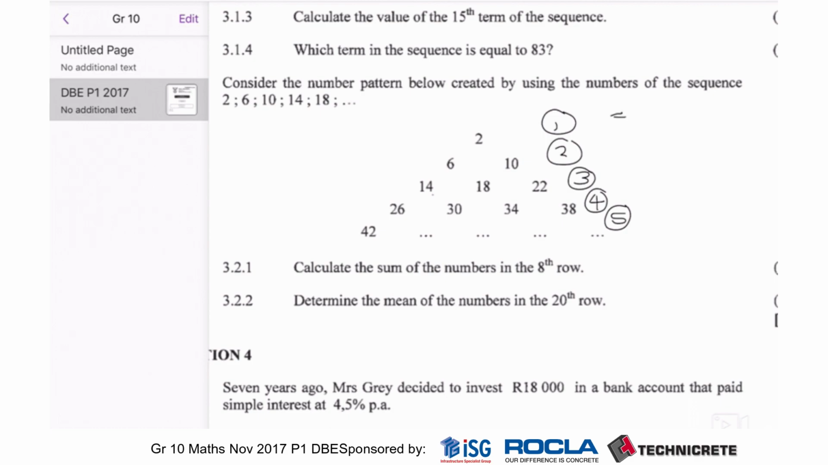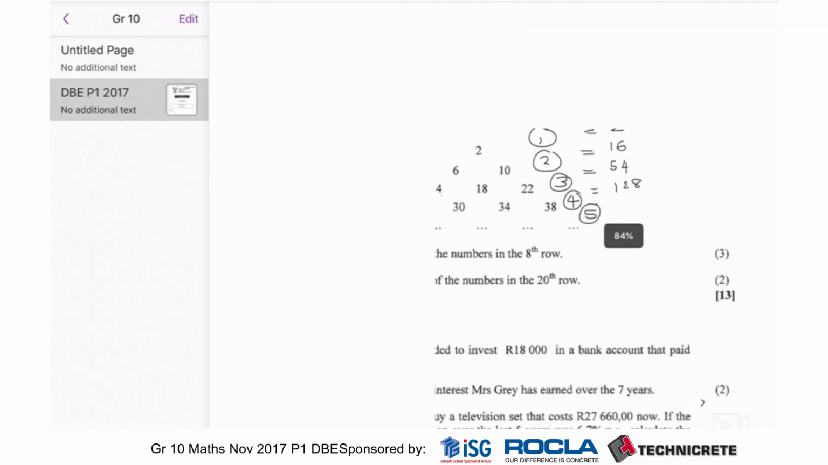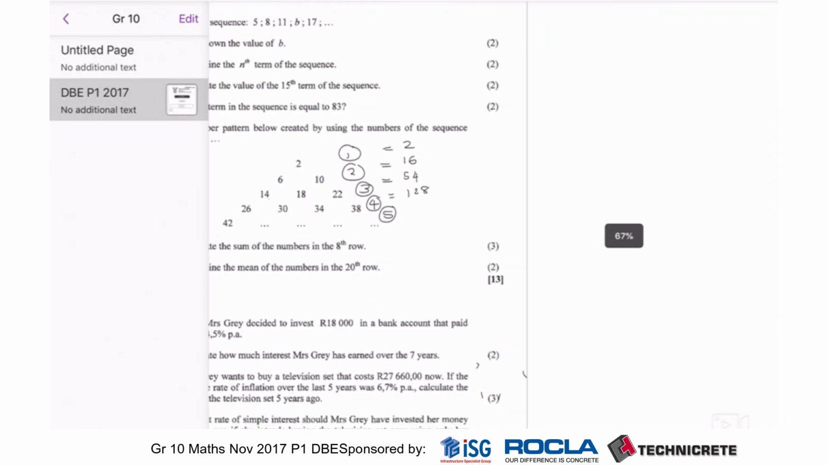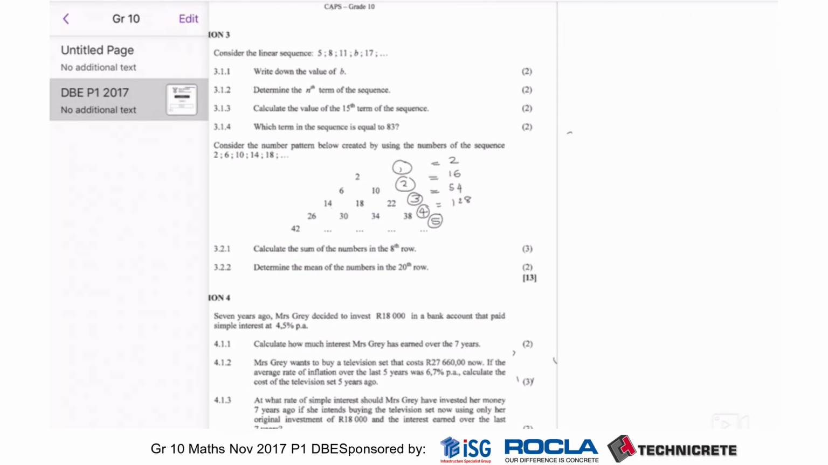So row 1, the sum is 2, row 2 it's 16, row 3 we're going to have to use a calculator, so 14 plus 18 plus 22 is 54, row 4 26, 30, 34, 38, 128. Okay, because the question is asking us for the sum in the 8th row. So let's just write down our sum pattern. Our sum pattern is 2, 16, 54, 128.